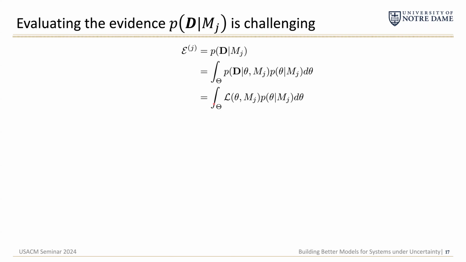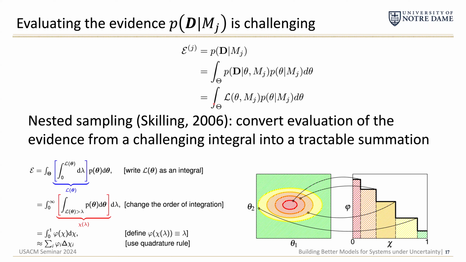We run into some real dimensionality issues depending on the size and extent of theta with this. However, luckily, some people much more brilliant than me have suggested methods of how we can overcome this challenge, including Skilling, who's put forward this idea called nested sampling. And the brilliance of nested sampling is really in its simplicity, in that it converts the evaluation of this evidence integral from something that's computationally intractable and challenging to something that's actually an incredibly tractable summation.